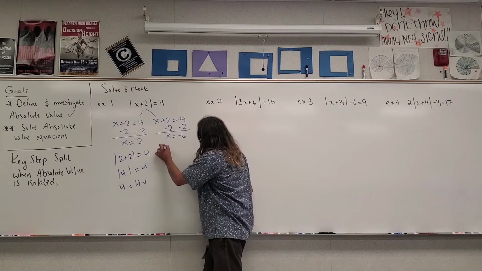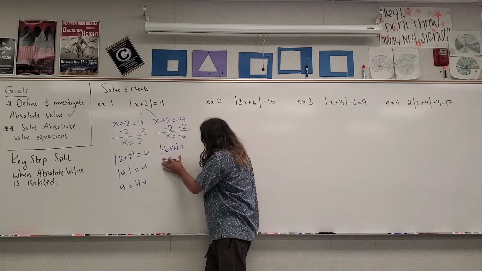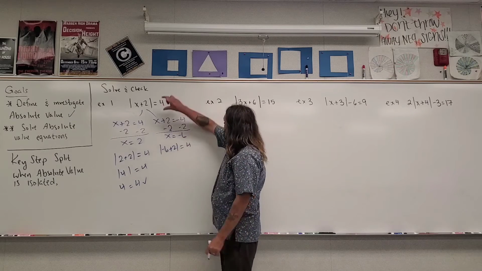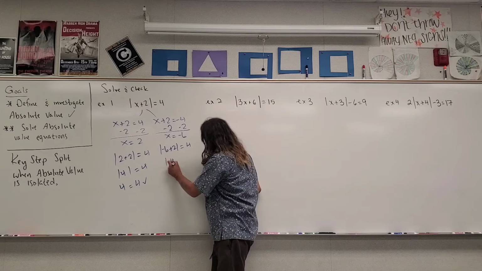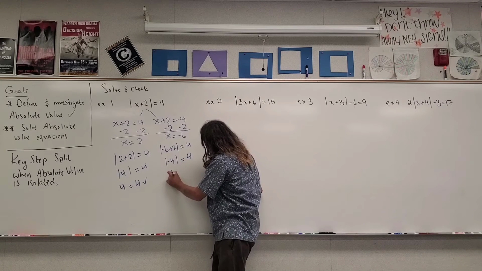I have negative 6 plus 2. Does that equal the absolute value of negative 6 plus 2? Does that equal 4? Again, I'm checking in the original. Negative 6 plus 2 gets me to negative 4. Negative 4 is 4 away from 0.